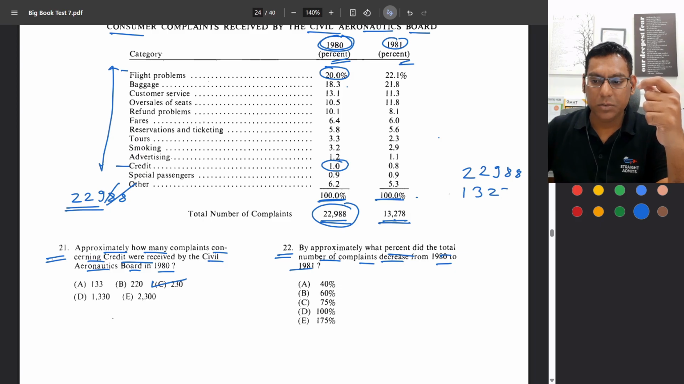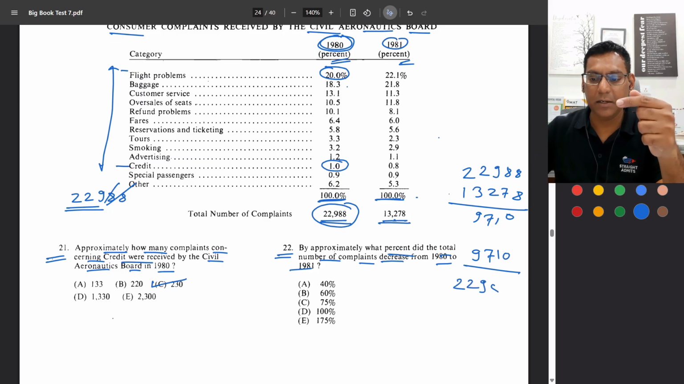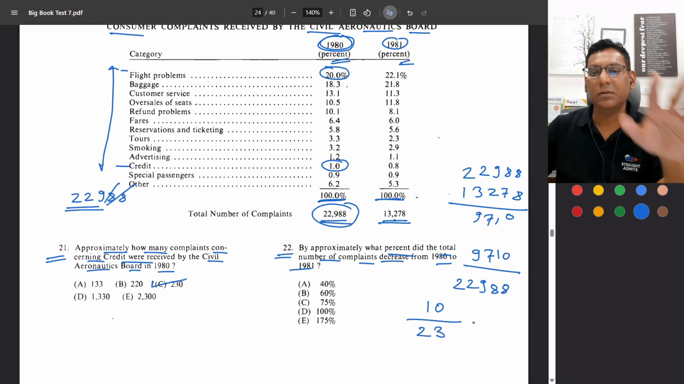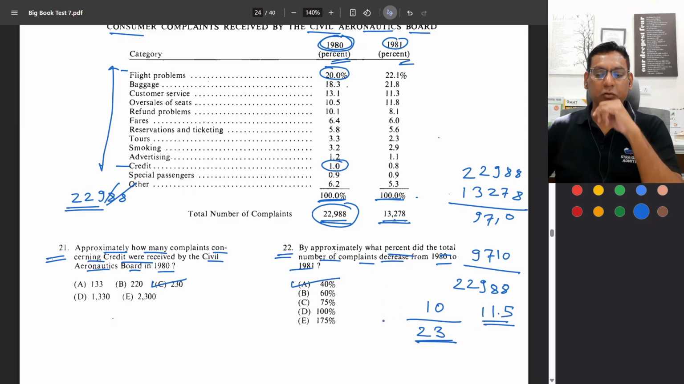Minus 13 to 7 8, so that is 0, this is 1, this is 7, and this is 9. So 9,710 reduction happened on the basis of 22,988. Let me say this is 10,000 divided by 23,000, very roughly. This number has to be less than 50%, first of all, because 50% would mean it will have to be 11.5. There's only one answer choice less than 50%. The answer has to be answer choice A, right?